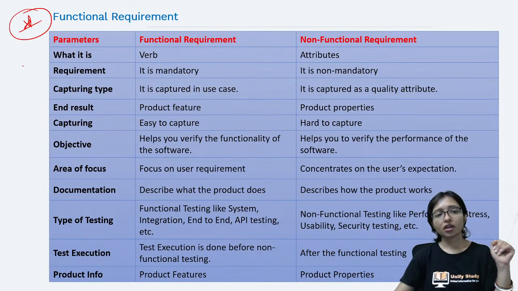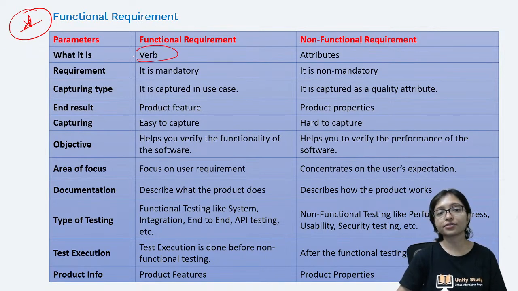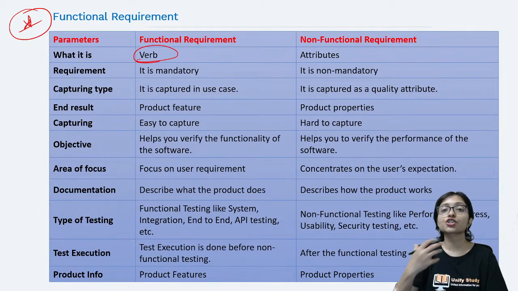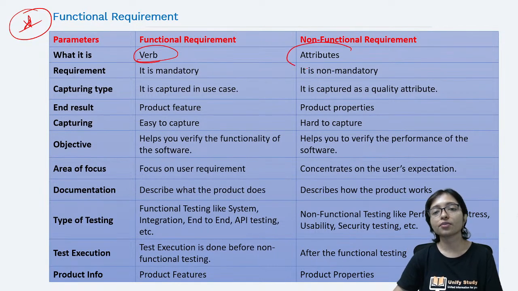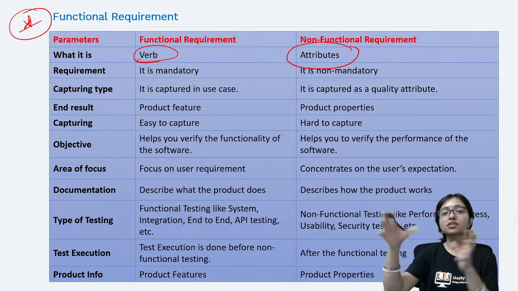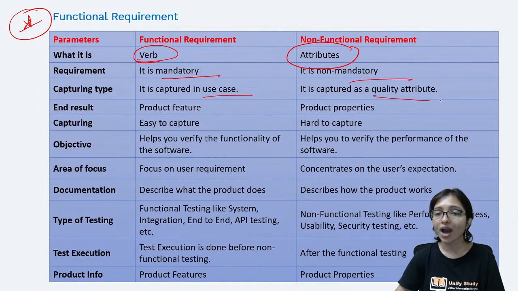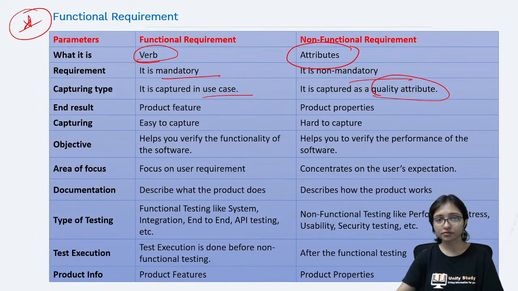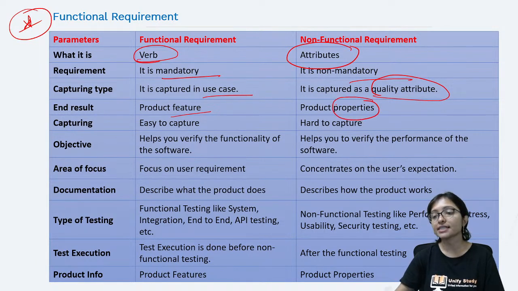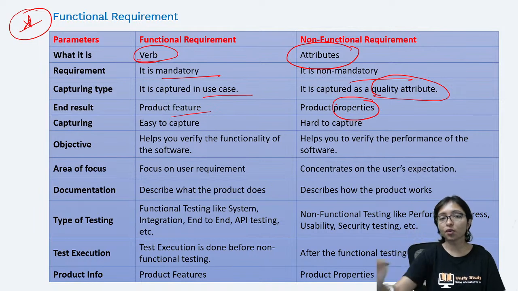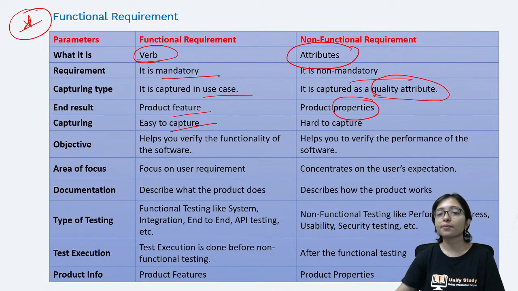Here is your quick revision note: functional requirement and non-functional requirement. A functional requirement is a verb which is doing the action, while non-functional are attributes. Non-functional: it's mandatory, it's not mandatory. Capture the use cases, it is quality attributes. Product features are there here. Product properties, these are attributes, that is properties. Easy to capture, it is hard to capture. Quality you cannot capture.